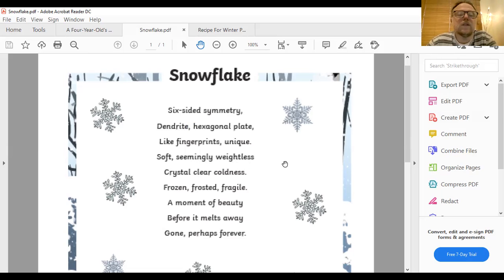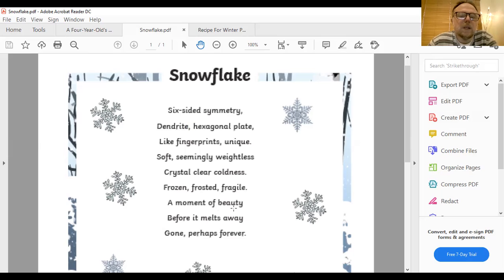Now we've got a bit more alliteration. Crystal, clear, coldness, frozen, frosted, fragile. I bet fragile's maybe one of the words. What does fragile mean? When we look at poetry, we often talk about the language that's in it. It's breakable, isn't it? It can break easily. And that snowflake is very fragile, tiny little bits of ice, you can break it easily.